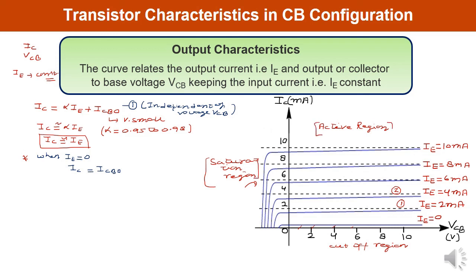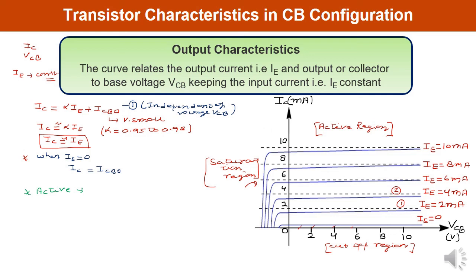See, if we talk about the active region, while applying input current, you are getting IC which is amplified by a certain amount. So in the active region, the collector current is approximately equal to the emitter current, and collector current increases slowly if you are increasing VCB. It means in the active region the curve is approximately flat.